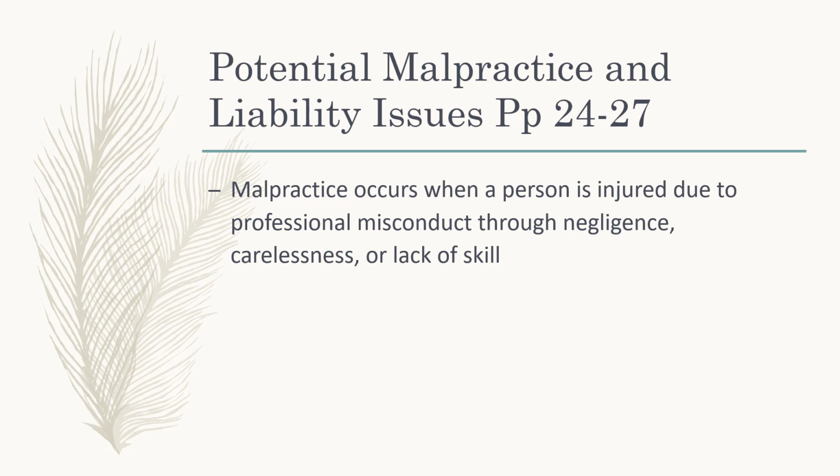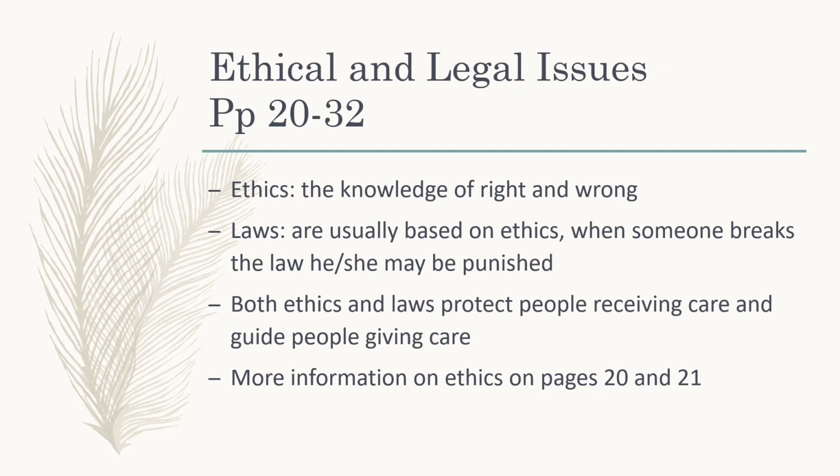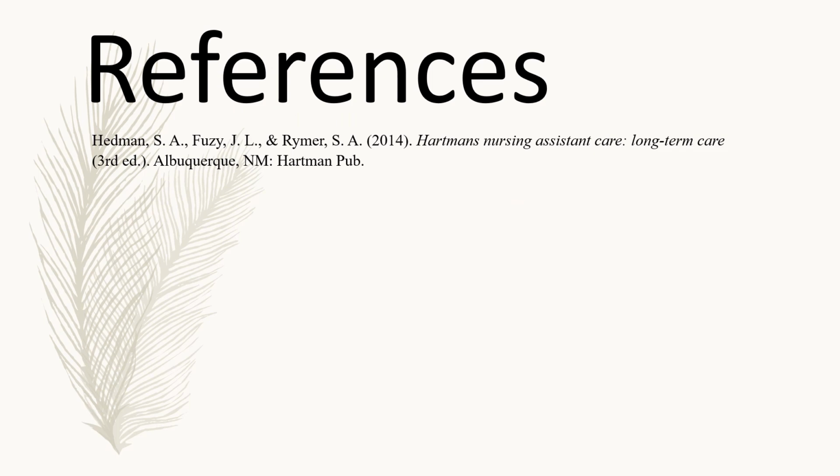Malpractice occurs when a person is injured due to professional misconduct through negligence, carelessness, or lack of skill. Ethical and legal issues are covered from pages 20 to 32 in your textbook. Ethics is the knowledge of right and wrong, and it's what makes us want to do the right thing. Laws are usually based on ethics, and when someone breaks the law, he or she may be punished with fines or imprisonment. Both ethics and laws protect people receiving care and guide people giving the care. More information on ethics is on pages 20 and 21. Your reference is your textbook, Hartman's Nursing Assistant Care: Long-Term Care, third edition.